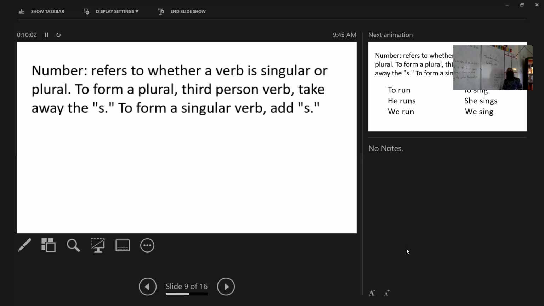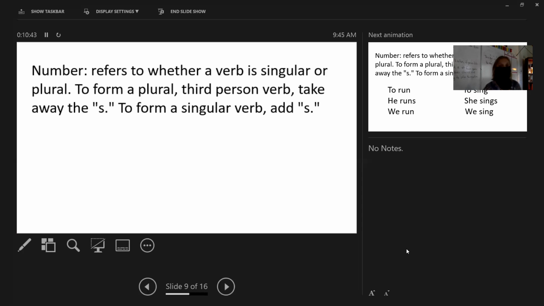And we're going to talk a lot about subject-verb agreement. But I just need you to know for now that this should be at the top of page 12 in your book. If you want to highlight, number refers to whether a verb is singular or plural, and it gives you some examples with some pronouns. And if you see that second paragraph, you want to highlight that. Note that third person singular verbs end in S, but third person plural verbs do not end in S. And it gives you some examples. Okay?